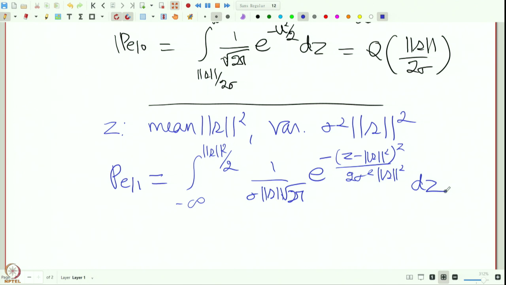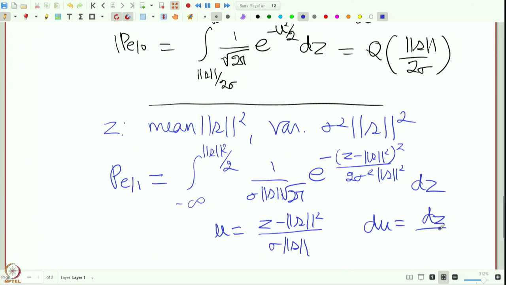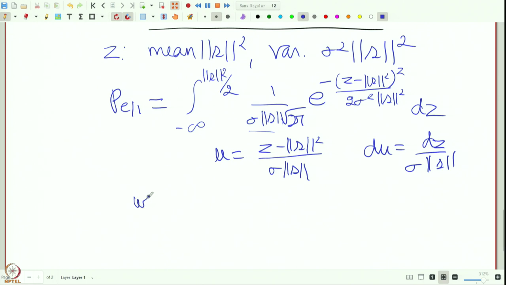Okay. Now, over here again we will make a similar substitution, u is equal to z minus norm S square by sigma norm S, du is equal to dz upon sigma norm S, that takes care of this part over here. And to change the limits, when z is equal to norm S square by 2, u is equal to norm S square by 2 minus norm S square upon sigma norm S. So, this will be minus norm S by 2 sigma.